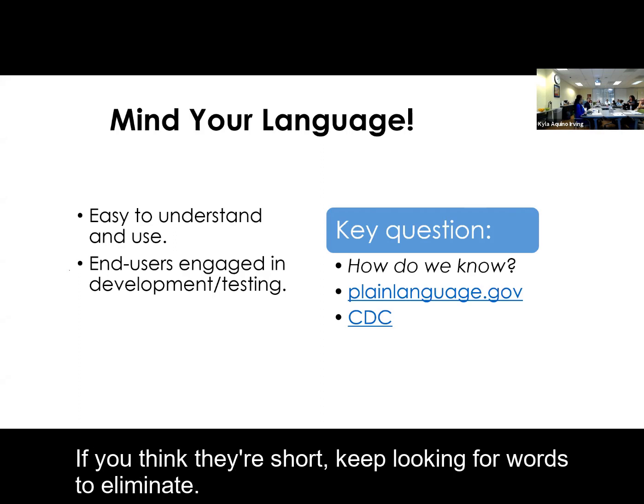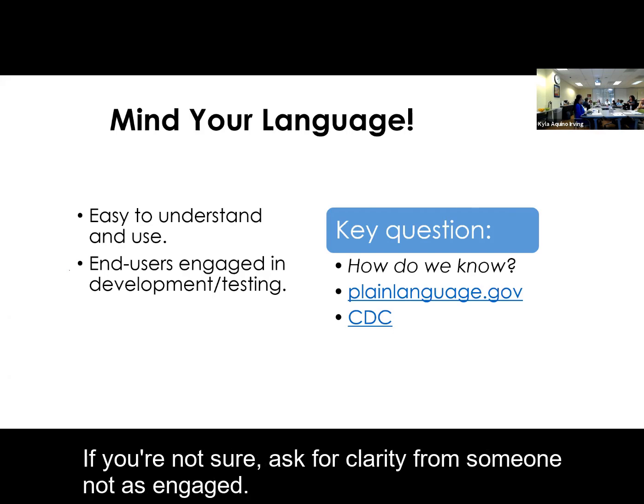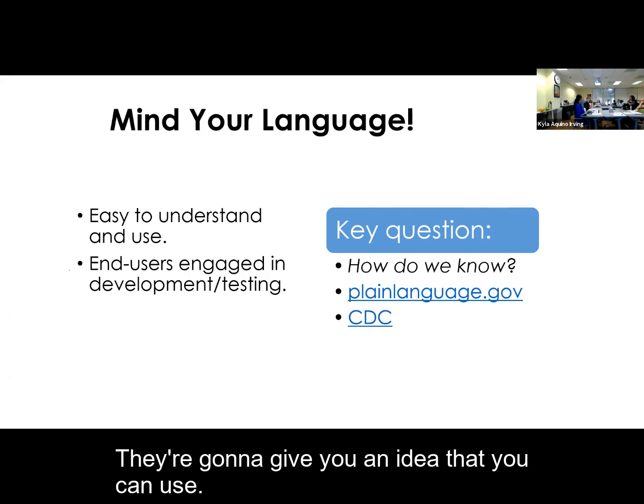Write in the active voice, always, in proactive, short sentences. If you think they're short, keep looking for words to eliminate. Of course, it has to make sense and be grammatically correct. If you're not sure, ask for clarity from someone who's not as engaged. Read the sentence to somebody, even in your office, and ask them, is there a way to shorten it? They're going to give you an idea that you can use.